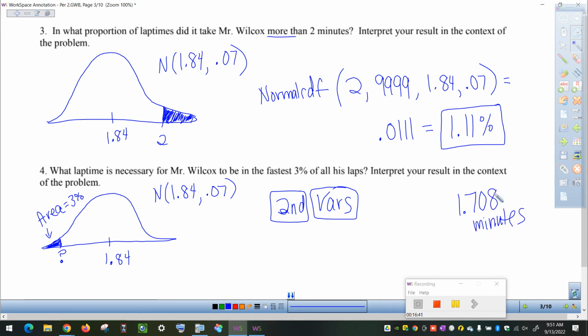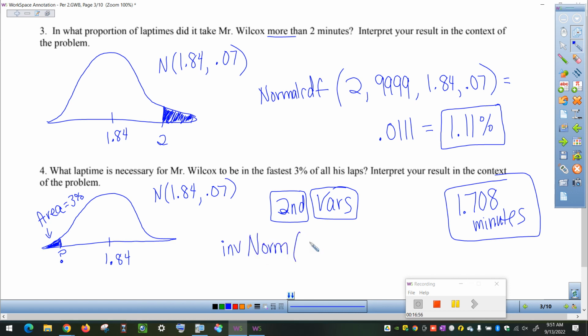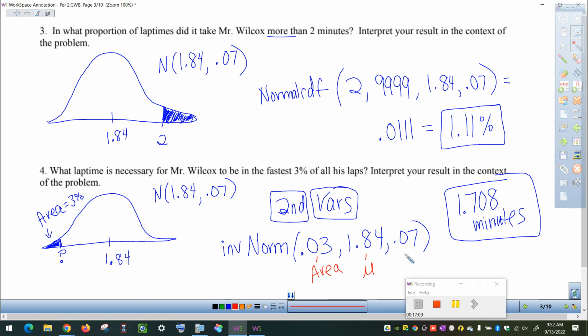Okay, and we can see that this is answering the question that was being asked. So it's asking us what lap time is necessary. Well, it has to be 1.708 minutes or less. And then on paper here, you probably already wrote this down, but just in case, I'm going to go ahead and copy on mine what it looks like when we put this into our calculator. And then we have different labels here. So we've got area to the left, followed by the mean, followed by the standard deviation.